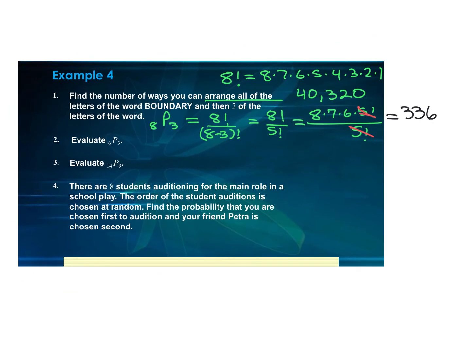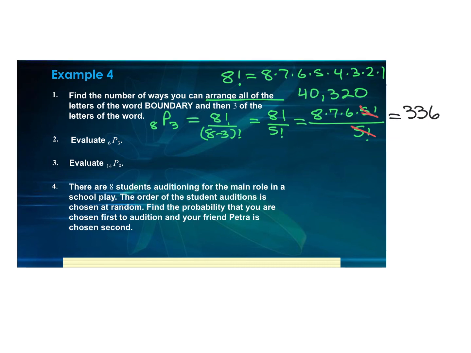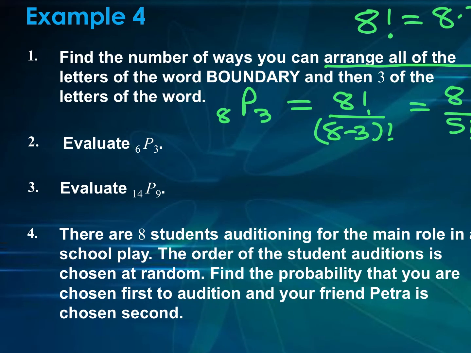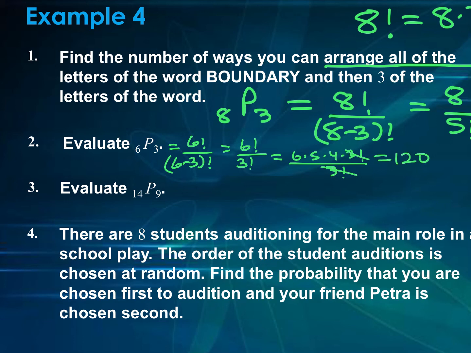Now, examples 2 and 3 here, all we're doing is plugging in the n and the r value. And you'll get a question this easy on the test. So as long as you know the formula, all you're doing is plugging in the numbers. So this becomes 6 factorial over 6 minus 3. 6 factorial, 6 minus 3 is 3. And again, expand it out. 6, 5, 4, 3 over 3. That cancels, and it's 120.